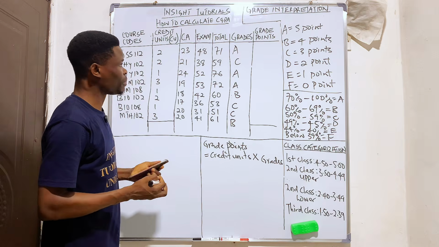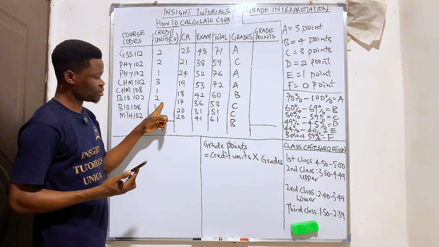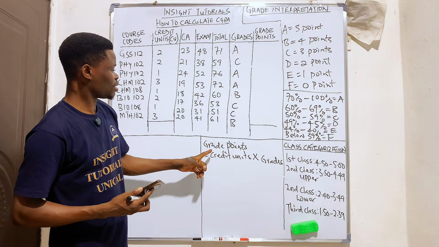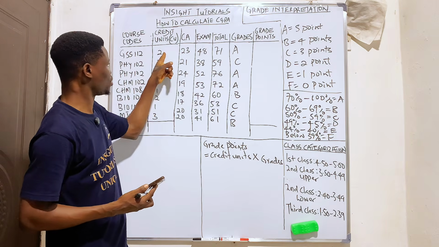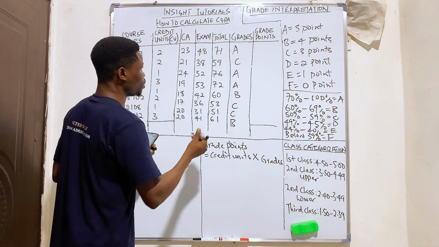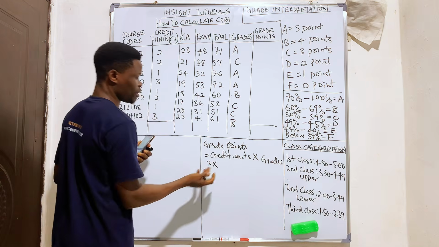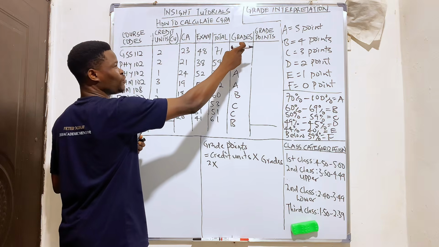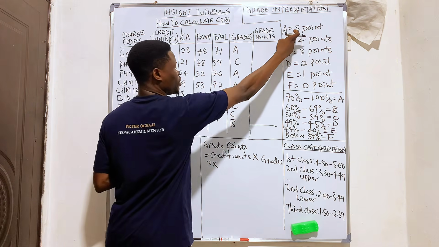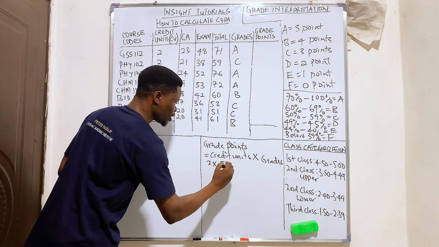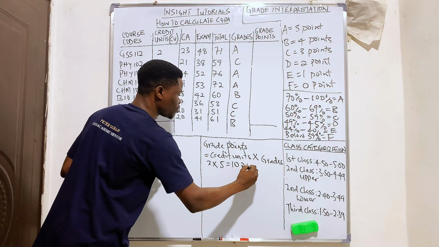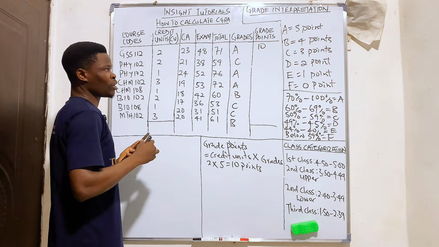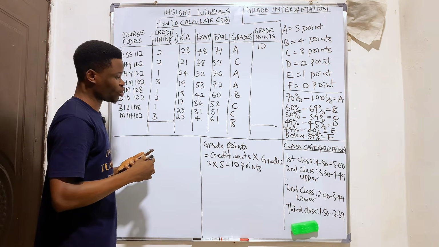Now, remember that these are your credit units and these are your grade points, right? If a student has a credit unit of 2, it's going to be 2 times what's the grade that the student got? The student got A. And what is the value for an A grade? It is 5 points. So it's going to be 2 times 5. So this is 10 points. So the student will be having 10 points here. That's what we're going to be doing repeatedly across all courses.